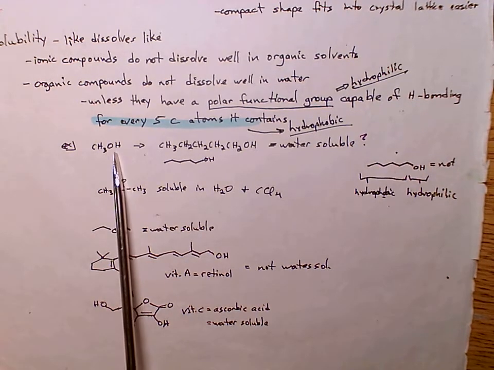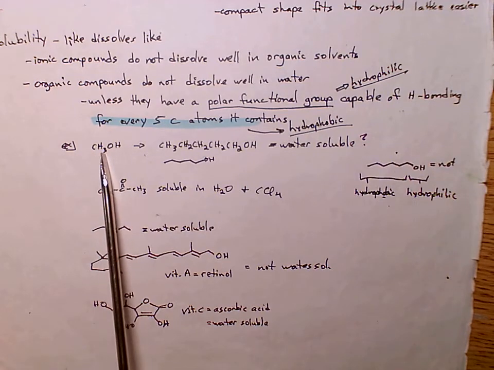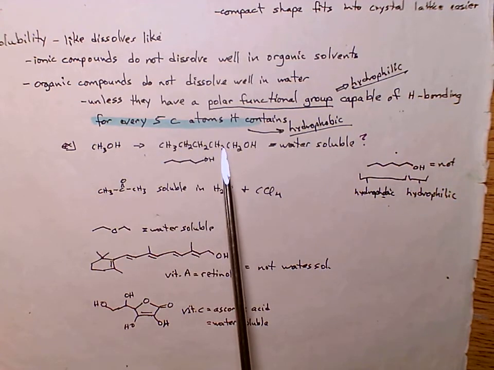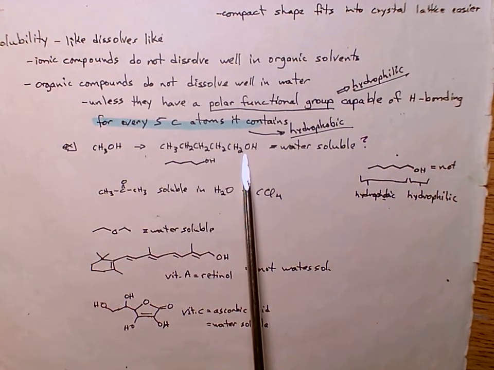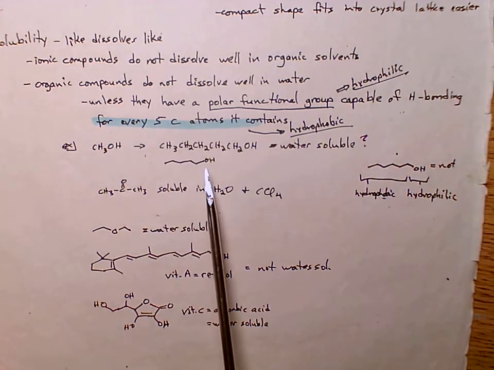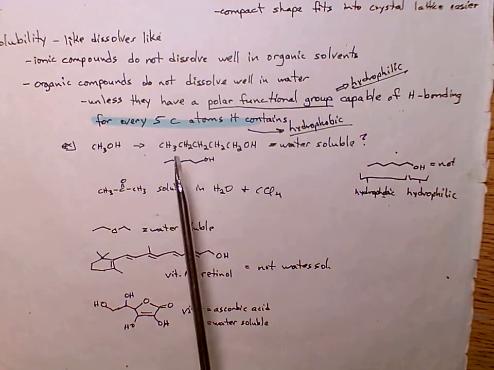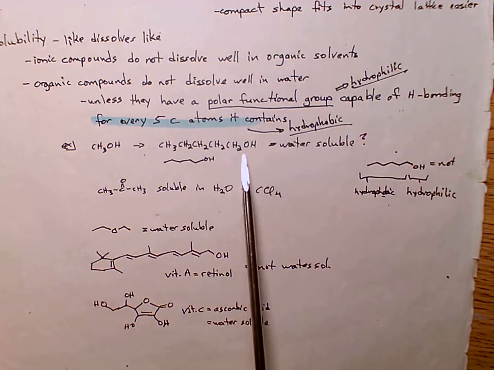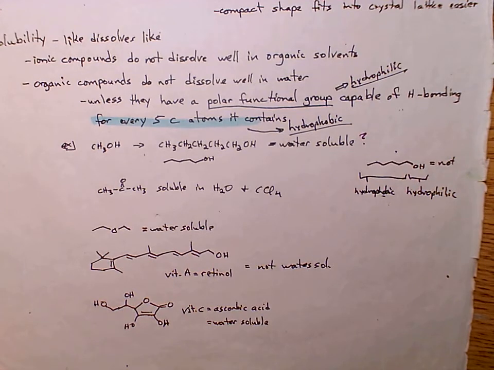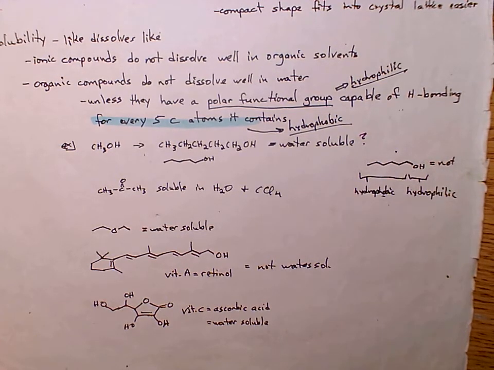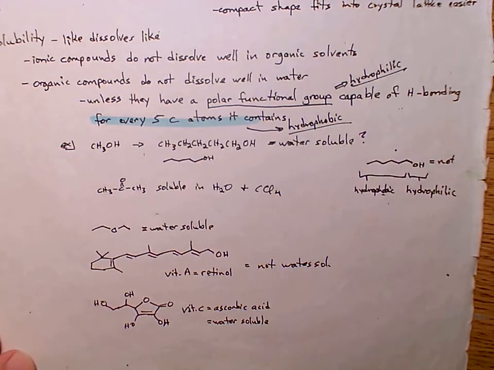CH3OH has 1 functional group, 1 carbon, so that's less than 5 carbons per functional group, it will dissolve in water. 1, 2, 3, 4, 5. 5 carbons here, 1 functional group. That's right on the borderline. So pentanol, this guy right here, we're going to say is water soluble, but I'm going to put a question mark there because it's just barely water soluble. It does not dissolve that well in water, but will dissolve in water. This molecule down here, 1, 2, 3, 4, 5, 6, 6 carbons. We're going to say this is not water soluble. More than 5 carbons per functional group.